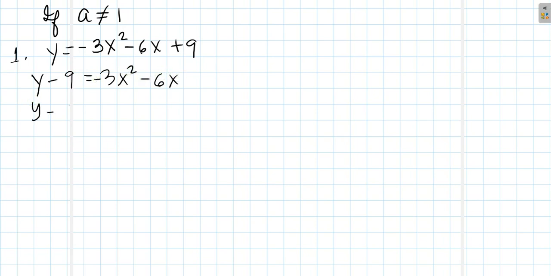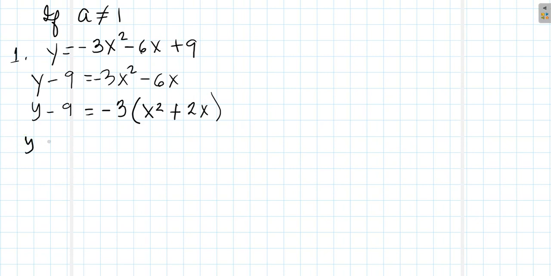So y minus 9 equals negative 3x squared minus 6x. Then get the GCF, or the numerical coefficient of x squared, which is negative 3, and divide negative 3x squared by negative 3. Negative divided by negative is positive. 6x divided by 3 is equal to 2x. And then what will you do now? If you divide this by the numerical coefficient of x squared, we are now going to complete the square.